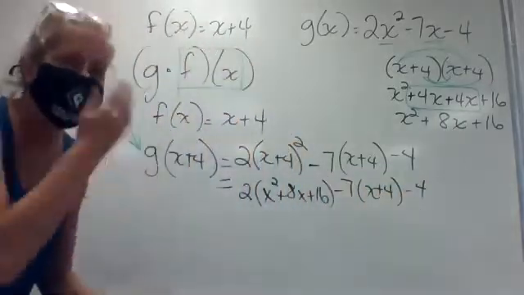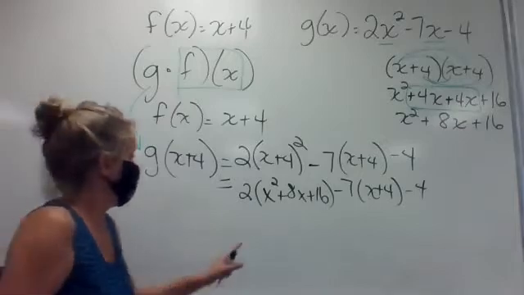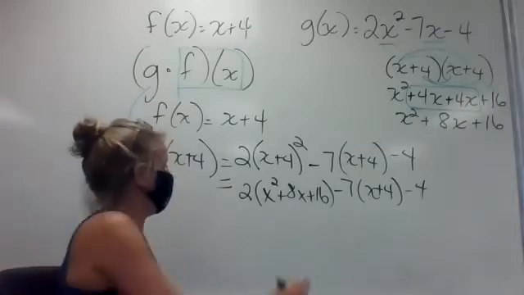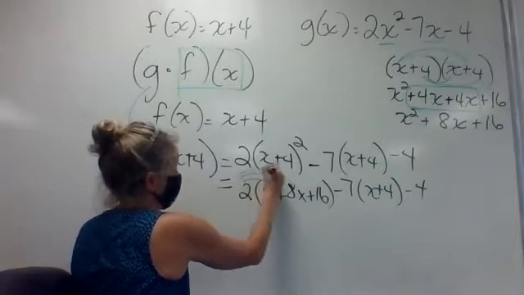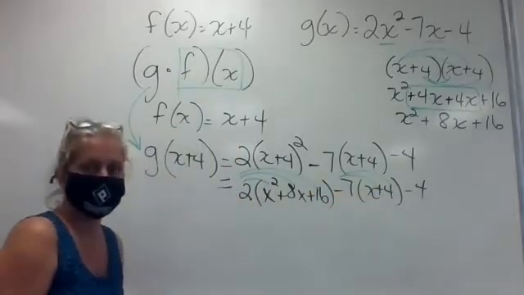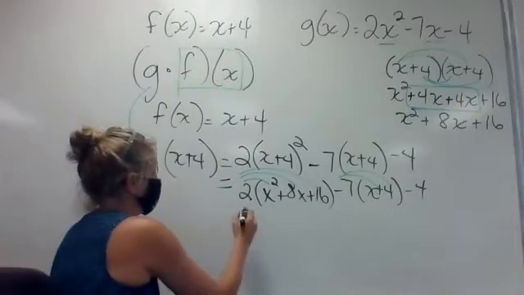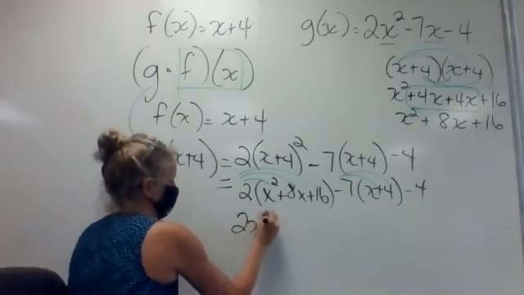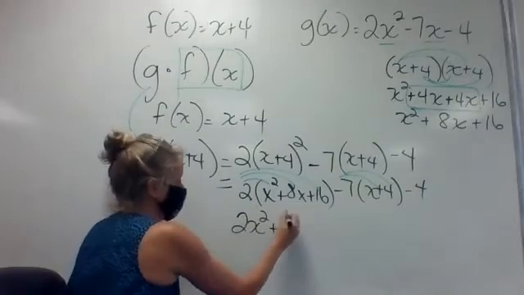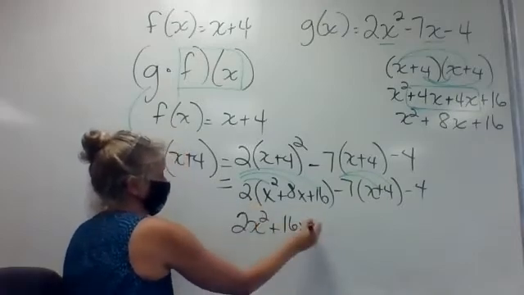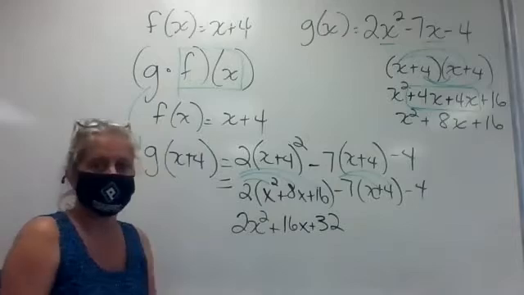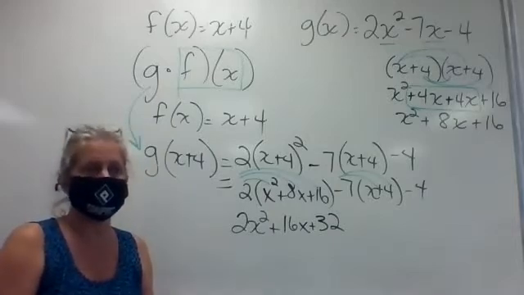So now, after, I need to get rid of these parentheses. So I'm distributing the 2 to this one and the negative 7 to that one. So 2 times x squared, 2x squared, plus 2 times 8. That gives me 16x plus 2 times 16, which is 32. So that gets rid of those parentheses.